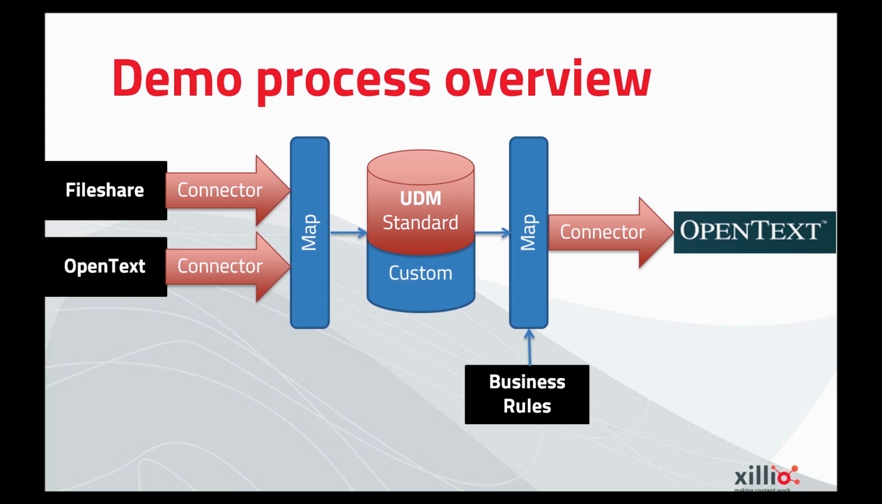Before we proceed to the demo, let me give you more details on the migration process setup, which goes through the following steps. Export from a file share, export from an OpenText Content Server, load to UDM, unload from UDM, and import to the OpenText Content Server. I will also give you an example of a business rule and how easy it is to customize the code to integrate additional rules.